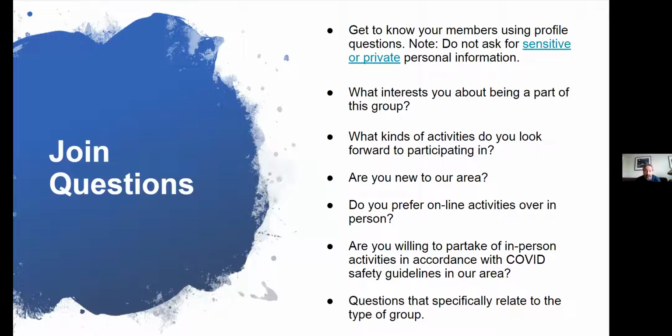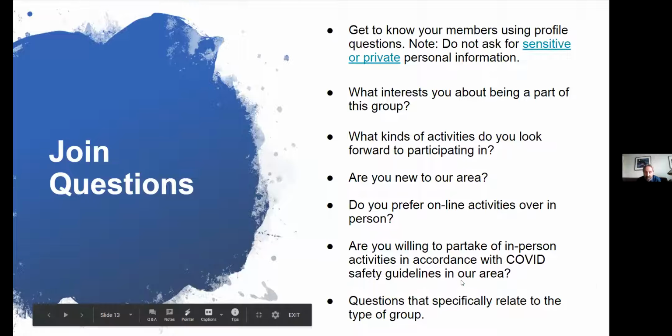During COVID, you might want to ask, do you prefer online activities over in person? It may or may not be an appropriate question depending on where you are. Are you willing to partake of in-person activities in accordance with COVID safety guidelines in our area? And again, these are questions that pertain to the current situation in which we find ourselves. And then other questions specifically relate to the type of group that you're organizing.